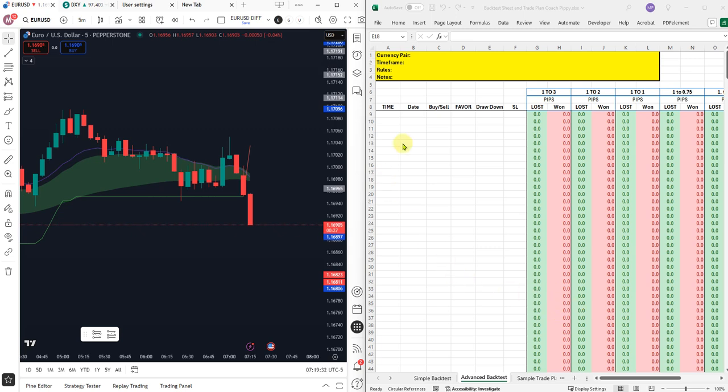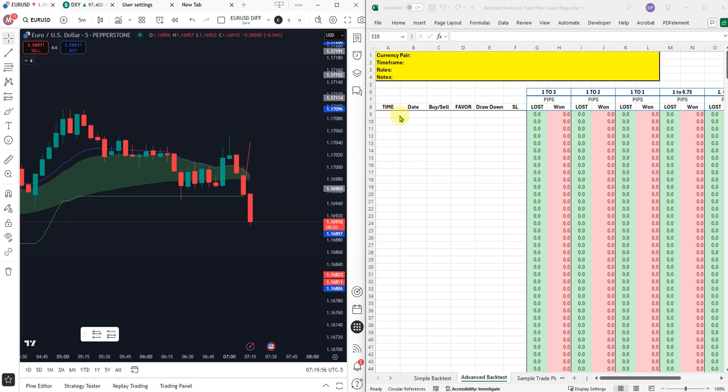If you look at the screen, I've got our TradingView up with the Euro USD on a 5-minute chart. I know last time we were looking at a 1 hour. We're just doing this to see some more action in the market, okay? And then over on the right, we have our advanced backtesting sheet.